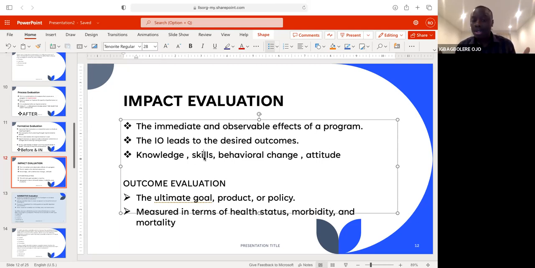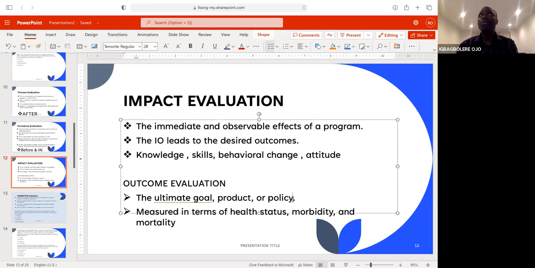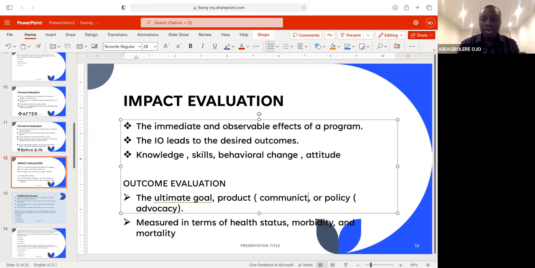Now, second to the last, outcome evaluation, very similar. The ultimate goal, the product, or the policy. So for example, in advocacy, if you are evaluating advocacy, what you are trying to evaluate is the policy. So policy applies here to advocacy, all right, so don't be confused. Product here could apply to maybe the communication component. Of course, goals can apply to implementation and those things.